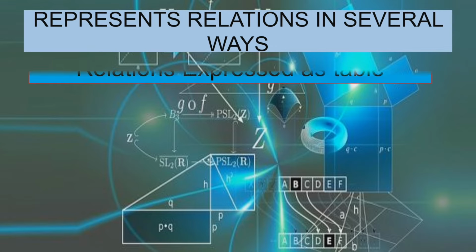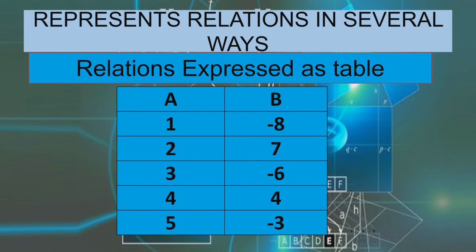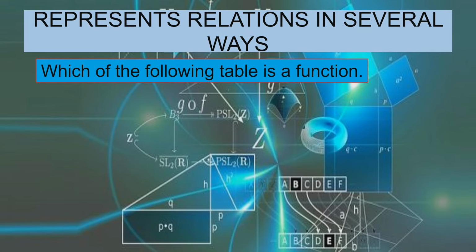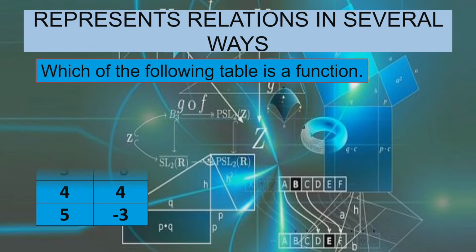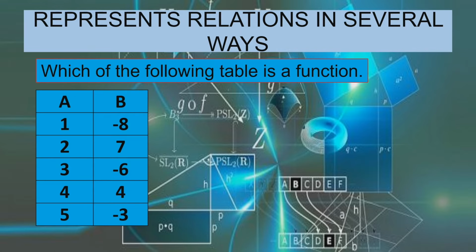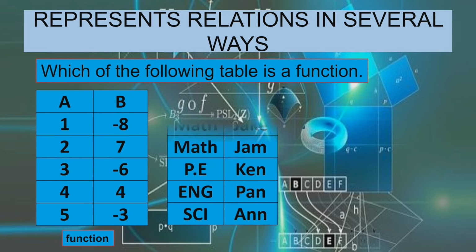Another, relation expressed as table. This is an example of a table. So, sa image A natin, this A is our input, and this B is our output. Which of the following tables is a function? Number 1: 1, 2, 3, 4, 5. Kung makikita nyo dito, class, dun sa x values natin, walang naulit. Therefore, the answer is correct. It is a function.